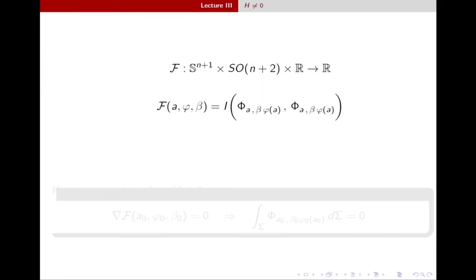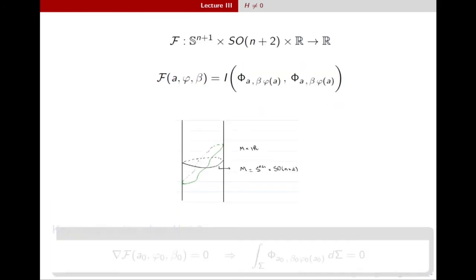And so you have these variables a, phi, and beta. So beta is any real number which corresponds to the height in this cylinder. So the picture is given here. So we consider the functional defined on this cylinder, but essentially it's just the quadratic form applied on the vector fields we considered earlier. Okay.